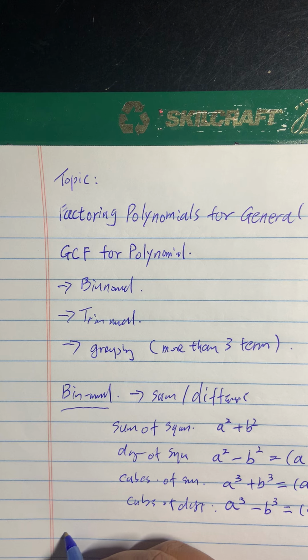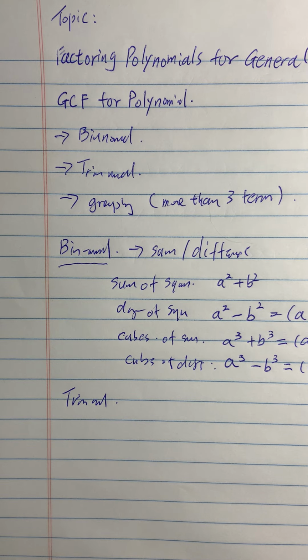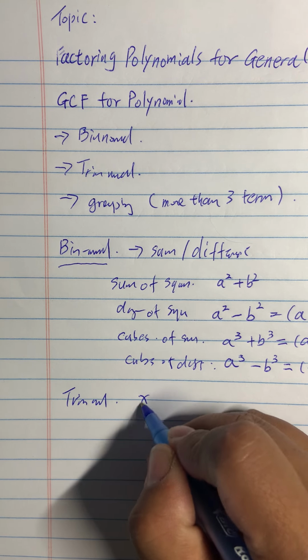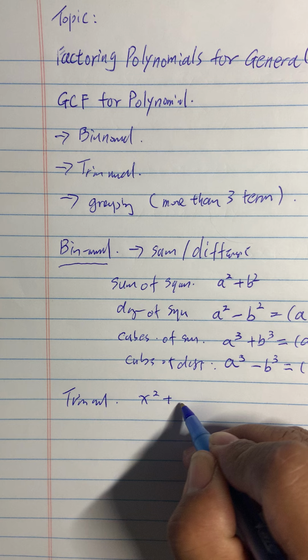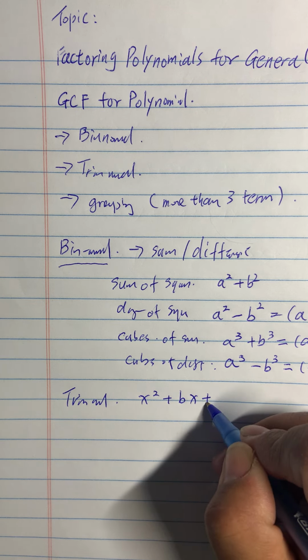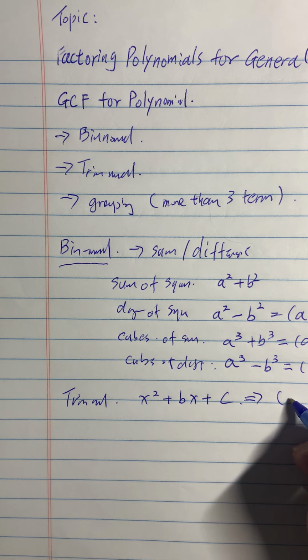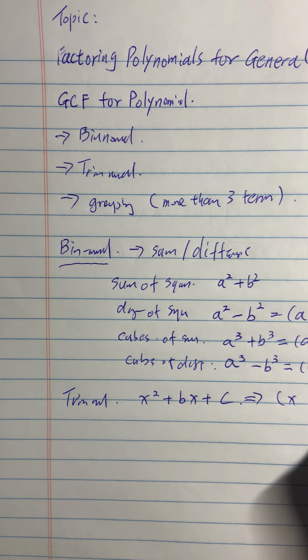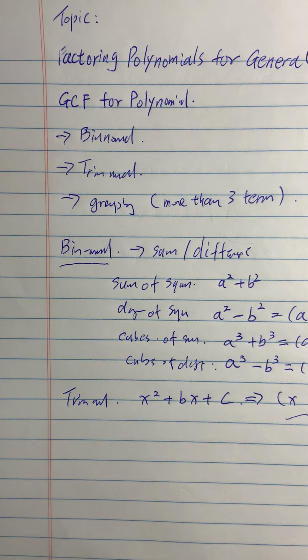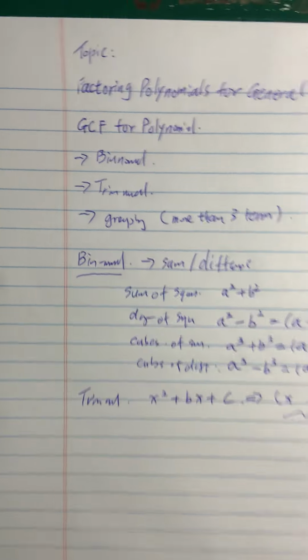Next one is for the trinomial. For the trinomial, almost every time you will see something like x squared plus bx plus c. Almost like this is the normal one, or is called the formula. I move a little bit, okay?